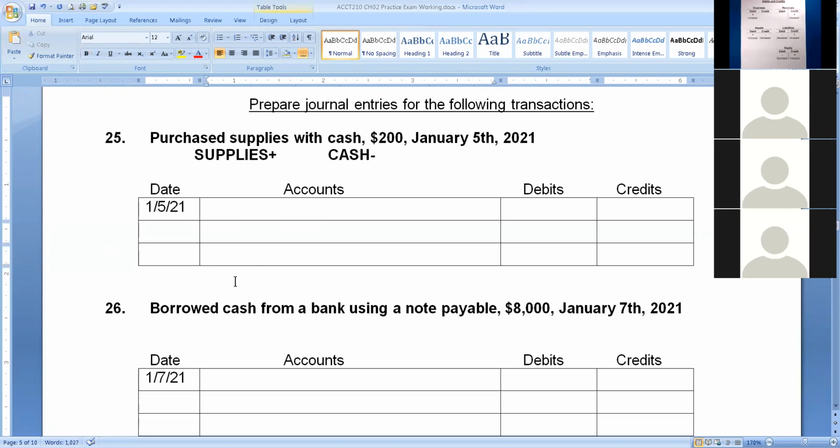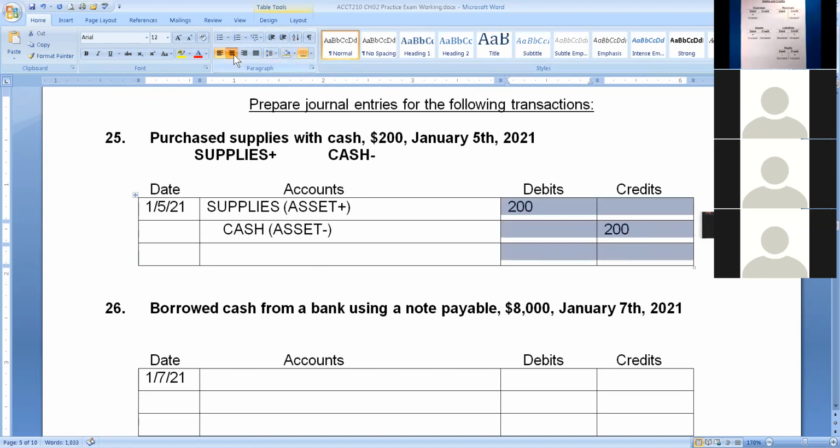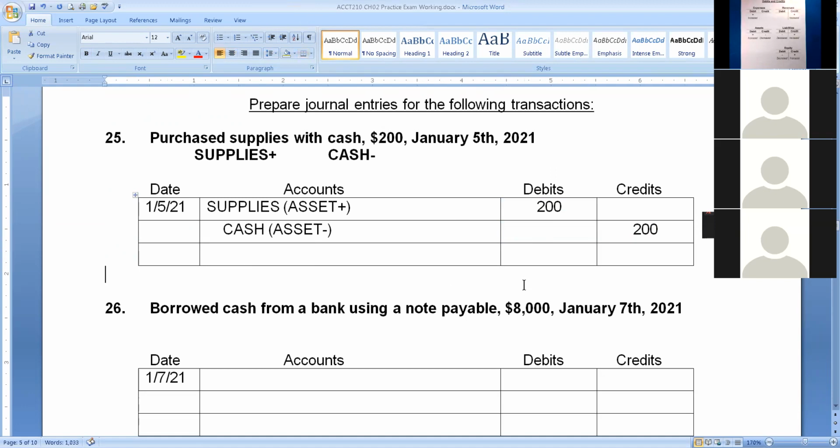Supplies. Yep. And they're going to be debit of 200. And cash. It's going down. And again, if you know one side of it, you know the other side too. These are not centered. This handout needs a little work.